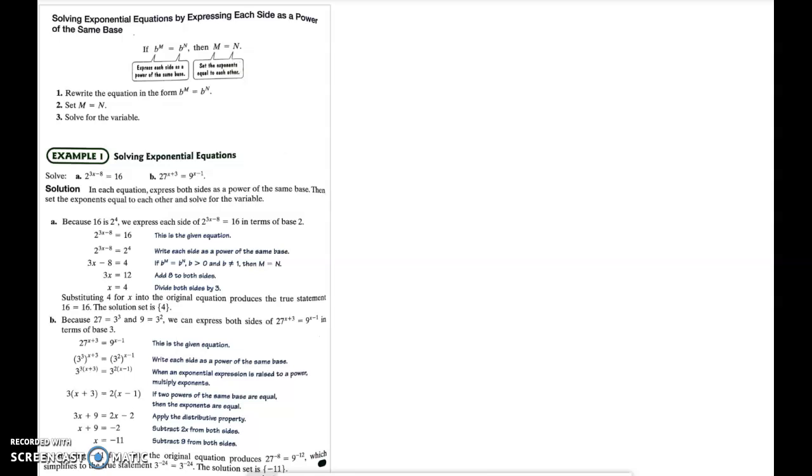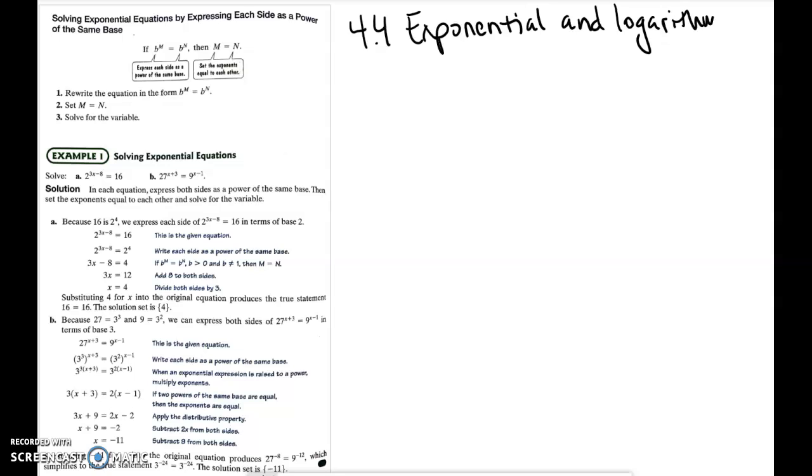All right, welcome to Mrs. Pessy's first lesson. This is for section 4.4, which we are still dealing with exponential and logarithmic functions, but now we are solving them. So we are talking about exponential and logarithmic equations.